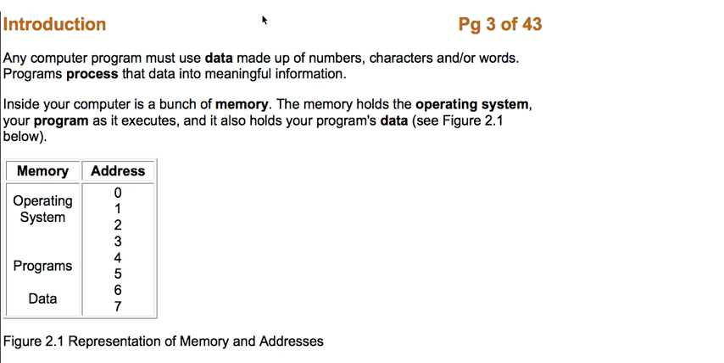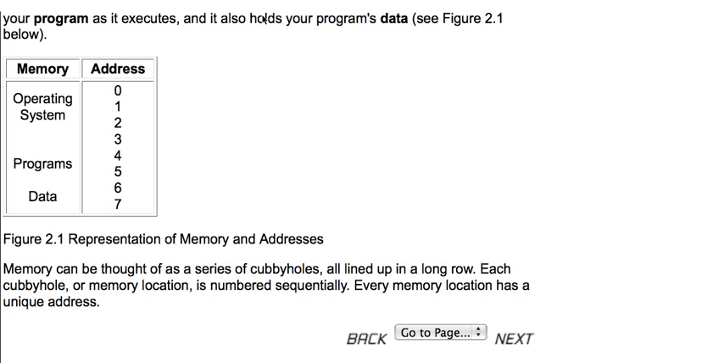Any computer program must use data made up of numbers, characters, and/or words. Programs process that data into meaningful information. Inside your computer is a bunch of memory. The memory holds the operating system, your program as it executes, and it also holds your program's data. See Figure 2.1 below, a representation of memory and addresses. Memory can be thought of as a series of cubbyholes all lined up in a long row. Each cubbyhole, or memory location, is numbered sequentially. Every memory location has a unique address.